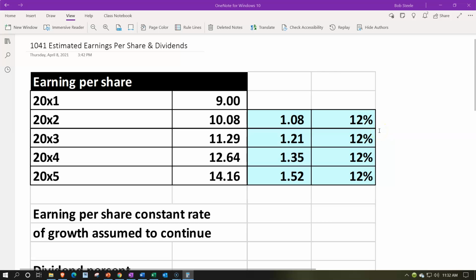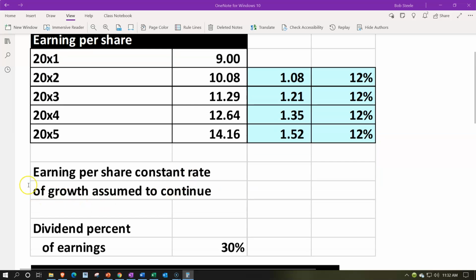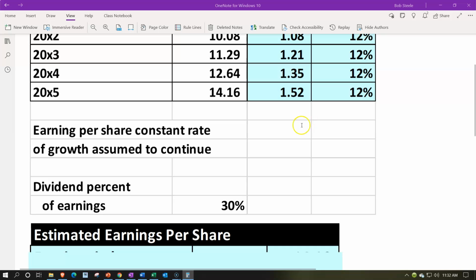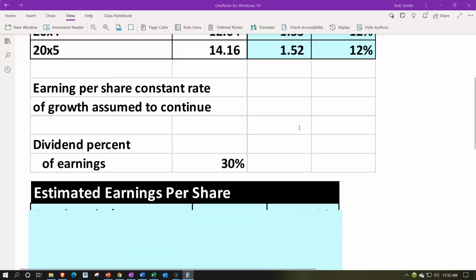We can obviously think about what's going to happen to the next period out by applying the same kind of trend of the 12% increase to the 14.16, if we think that increase is likely to continue. So the earnings per share constant rate of growth is assumed to continue. We're going to say we think it will. We're going to assume that this 12% increase will continue. Dividend percent of earnings is going to be the 30%.